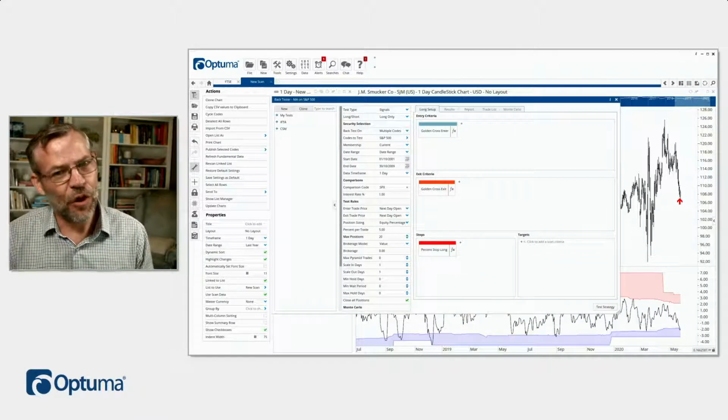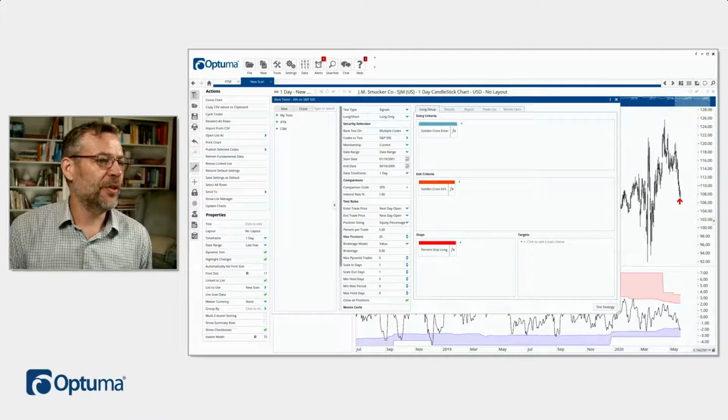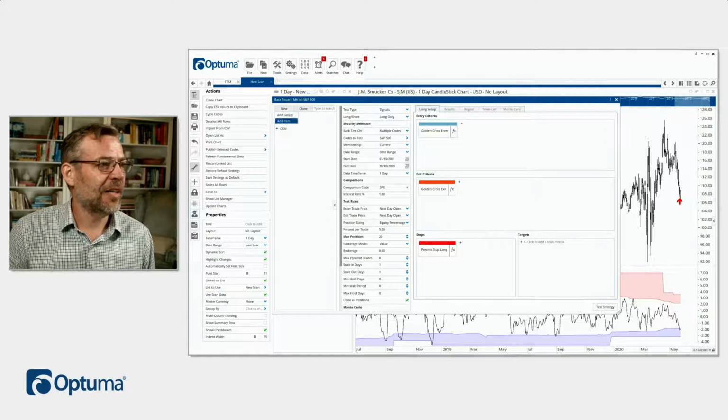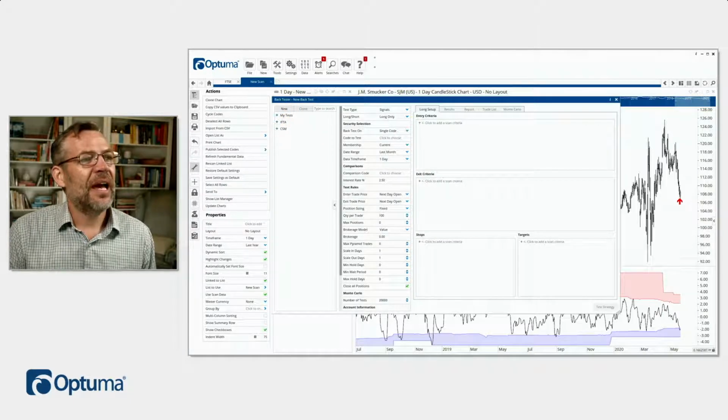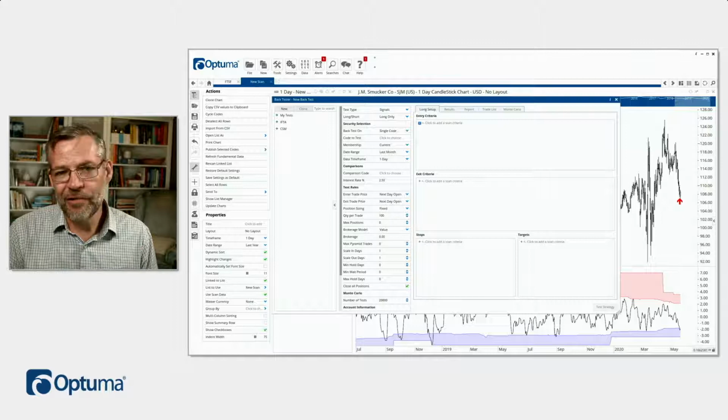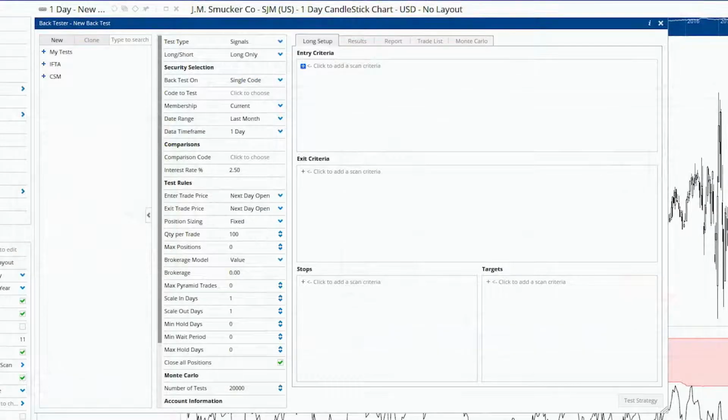So what we're going to do is come to the searches menu and let's go to the backtester. This is the most common one that people use. So I can come along here and say, right, let's create a new test. And I've got my entry criteria, I've got my exit criteria.